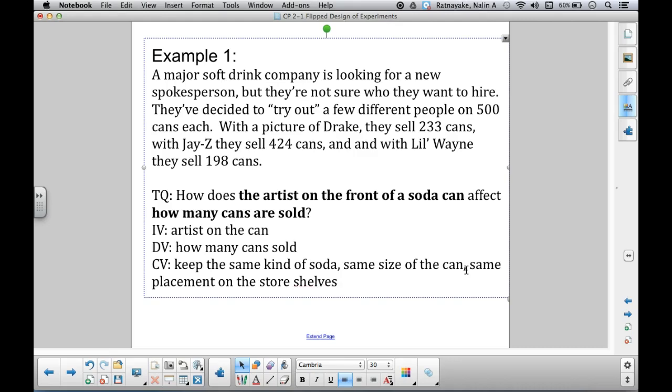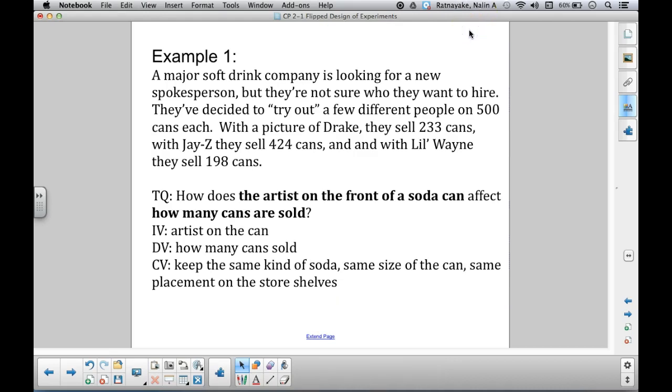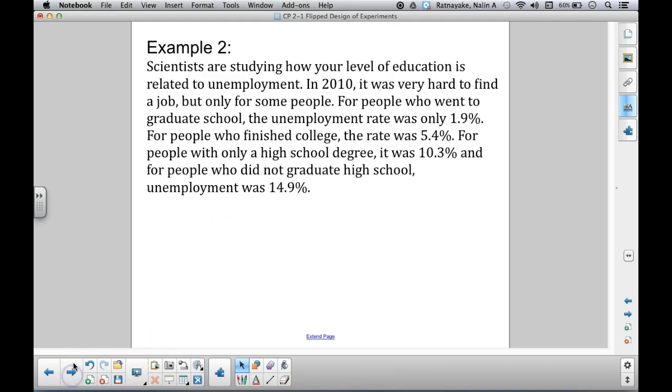If I keep one kind of can at eye level and I keep another one way down on the floor by people's feet, maybe they're just not going to choose that can because they couldn't see it. So that's going to screw up my results. Okay, let's look at a second example.